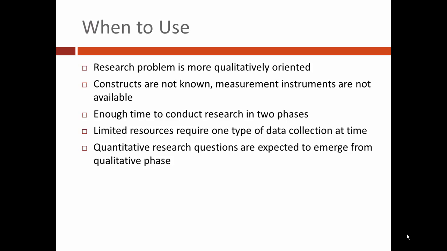When would you use this type of design? This design is useful when the research problem is more qualitatively oriented, or when there is a lack of theory guiding the research, lack of knowledge of constructs and instruments to measure them. The logistical reasons for choosing this type of research include lack of resources and sufficient time to collect the data in a sequential manner. If the researcher expects the quantitative questions to emerge from the qualitative data, this research design can be chosen as well.